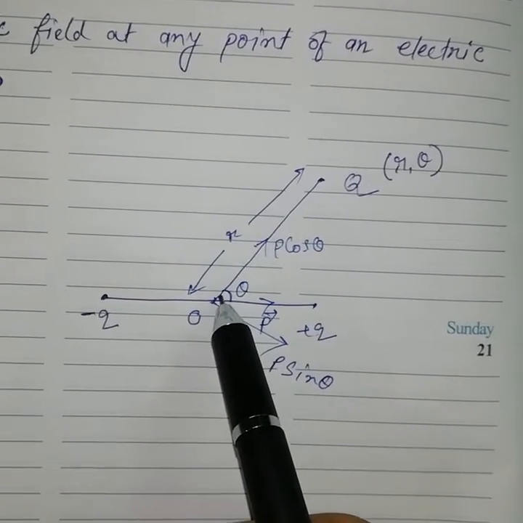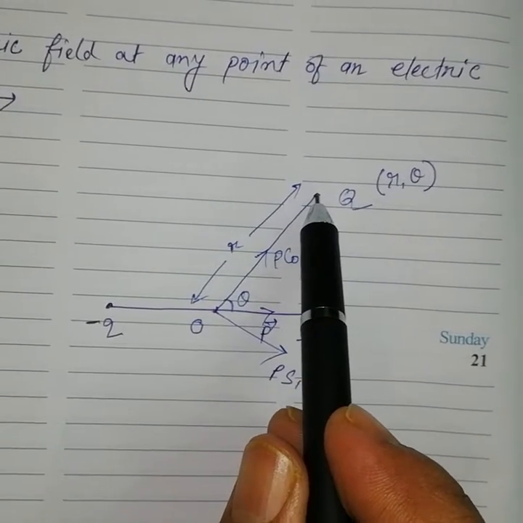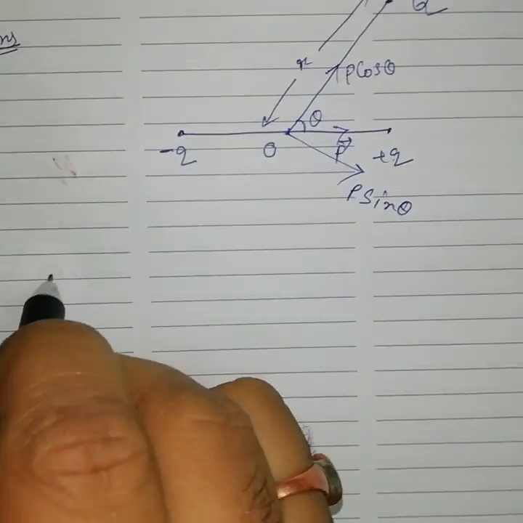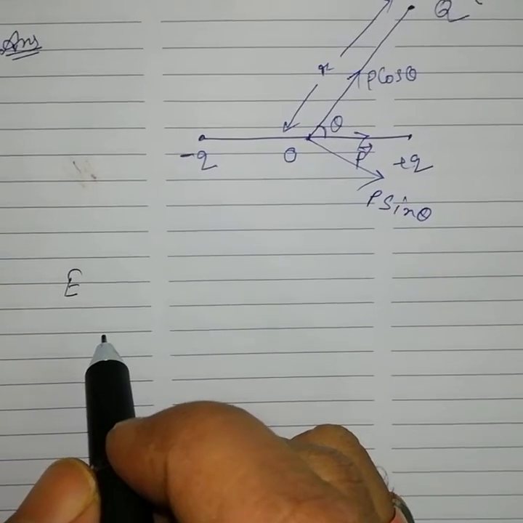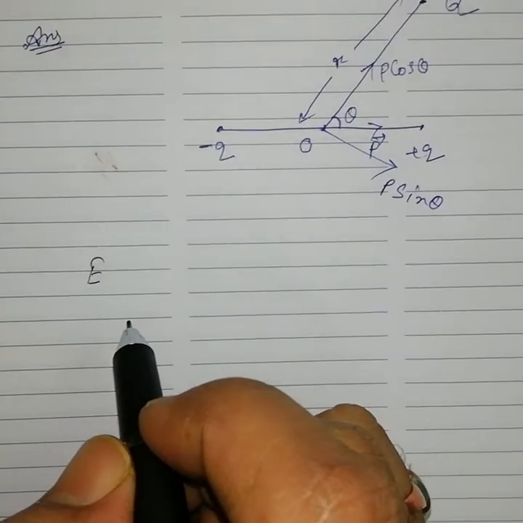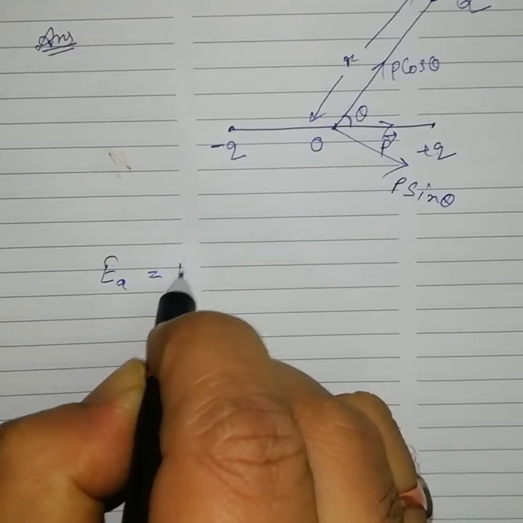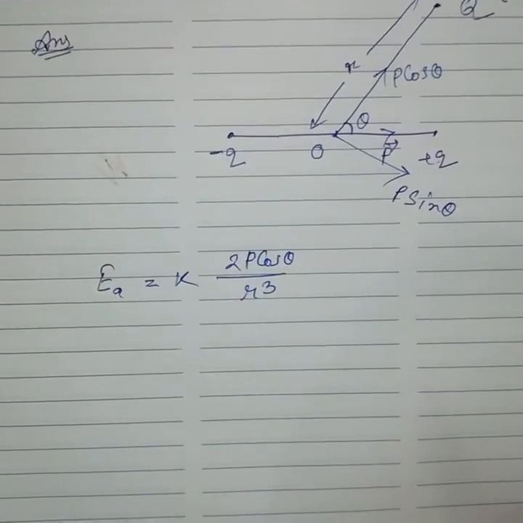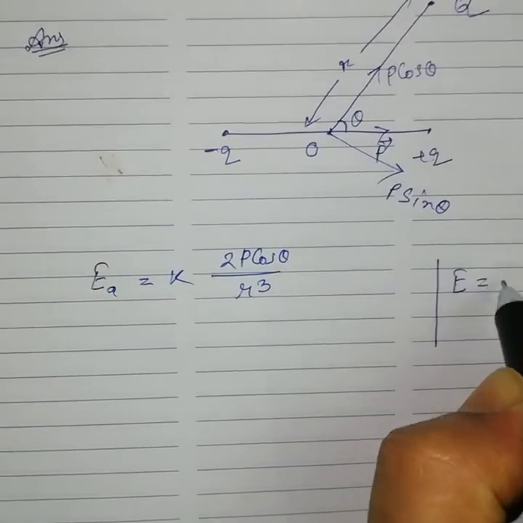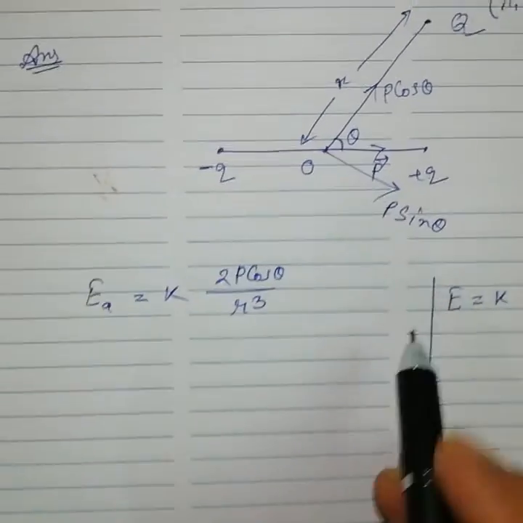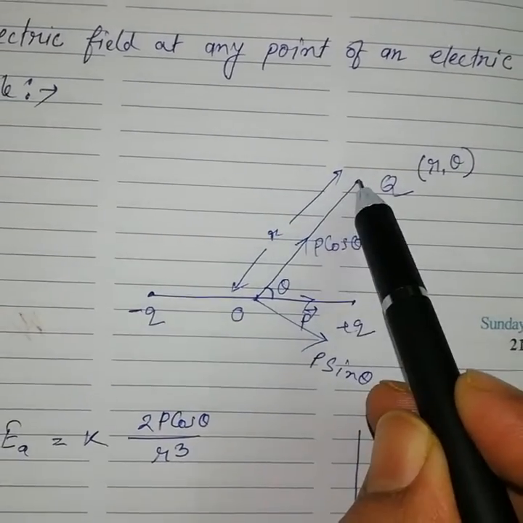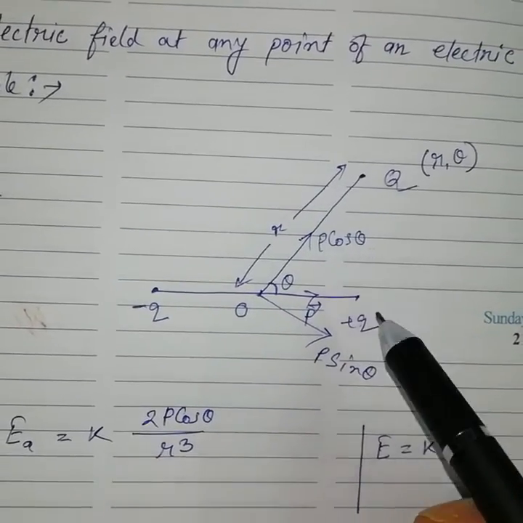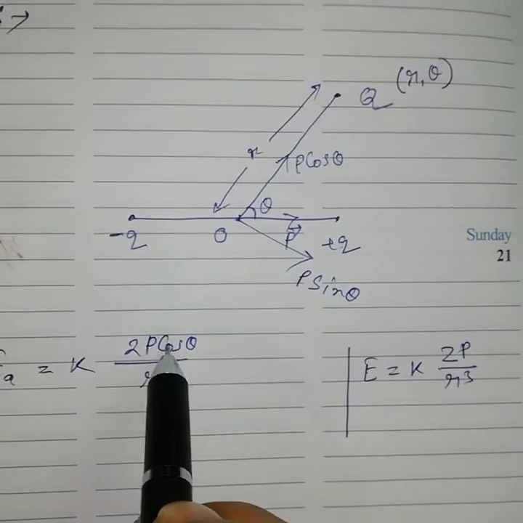If this is a dipole with dipole moment p cos of theta, then this point Q is lying on its axis, right? So we know that the electrostatic field at any point on the axis of an electric dipole can be represented as K 2p by r cube. We have already learned about this. So here, this is the dipole with the dipole moment p cos of theta. This is the component we have considered. So instead of single p only, we have written here 2p cos of theta divided by r cube.